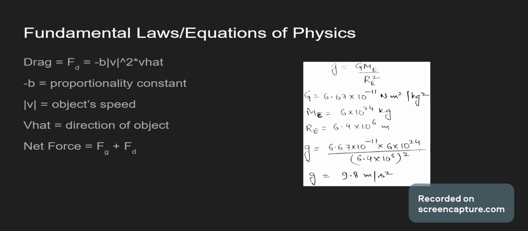And on the right, there's also how we get gravity, how it equals 9.8 meters per second squared. G is the gravitational constant, ME is the mass of the Earth, and RE is the radius of the Earth, and using the formula, you multiply all that together and you get 9.8.